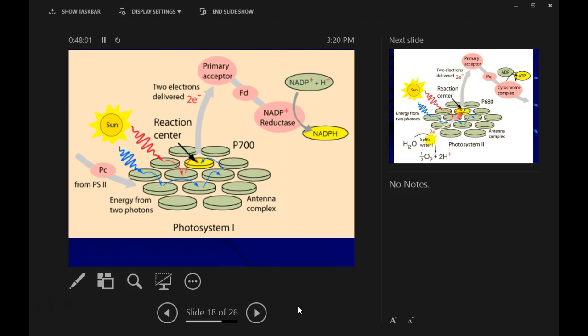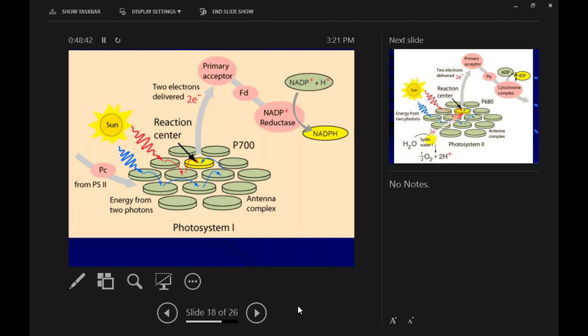And then we have an enzyme called NADP reductase. Oftentimes, enzymes tell us what they do. If you remember, when we talked about cellular respiration, we talked about oxidation and reduction. Reduction is when a substance gains electrons. So in this case, NADP actually goes and picks up those two electrons plus a hydrogen and becomes NADPH.